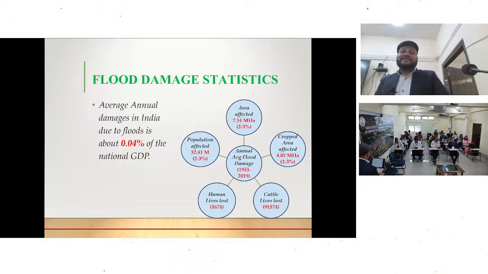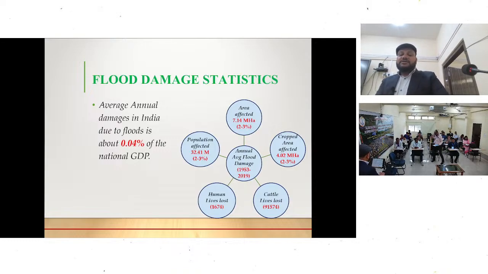And then flood management strategies. In India, the average annual damage due to flood is 0.004% of the national GDP, based on annual average flood data taken from 1953 to 2019. The average area affected is around 2 to 3% of the area, and the crop area affected is also around 2 to 3%.